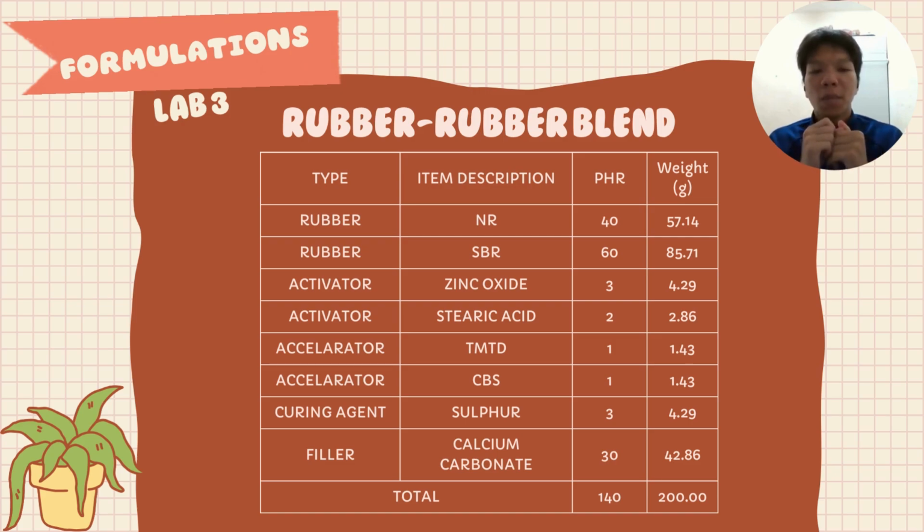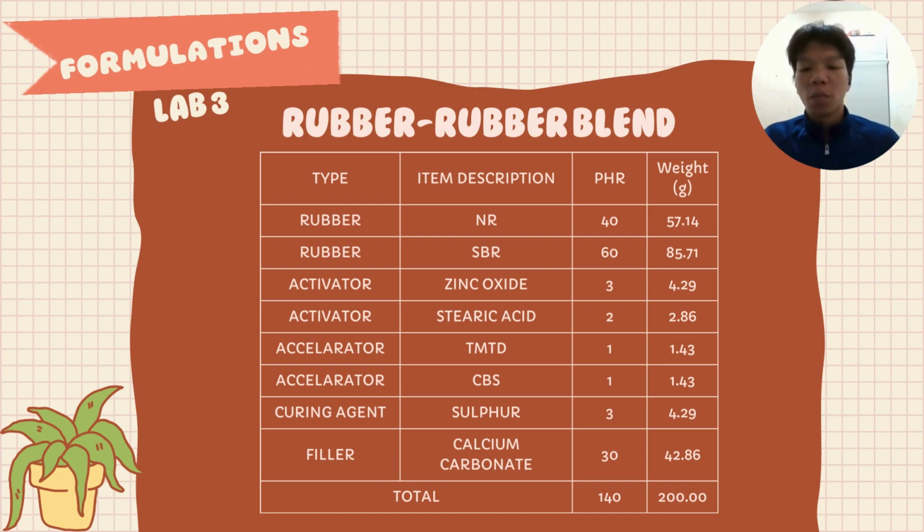So why is calcium carbonate added first? Calcium carbonate is added first to ensure that it is dispersed efficiently within the rubber matrix, to ensure uniform mechanical properties. After calcium carbonate is added, it is followed by zinc oxide, which is an activator that works well together with stearic acid to accelerate the vulcanization process. This also makes the compound easier to process.